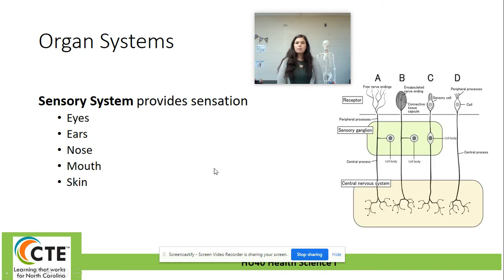Next, we have the sensory system. So your sensory system ties in very closely to your nervous system, but your sensory system provides the sense of sensation. Think about your 5 senses. You have your eyes, your ears, your nose, your mouth, and your skin because we are able to see, hear, smell, taste, and touch.